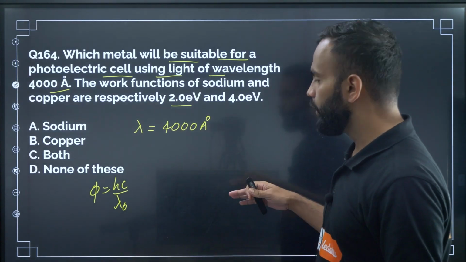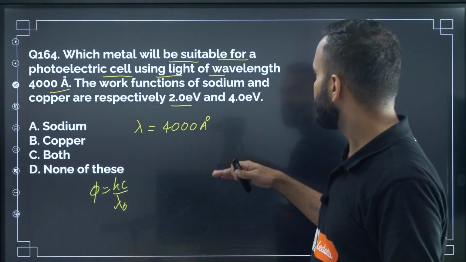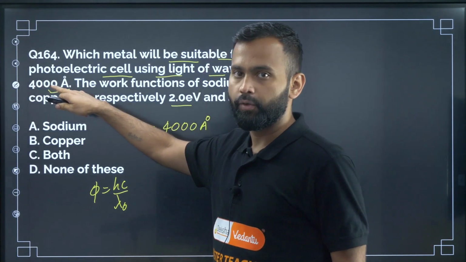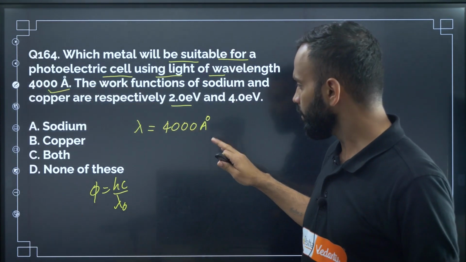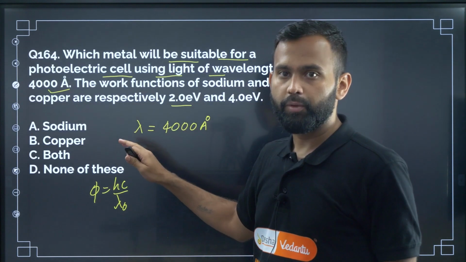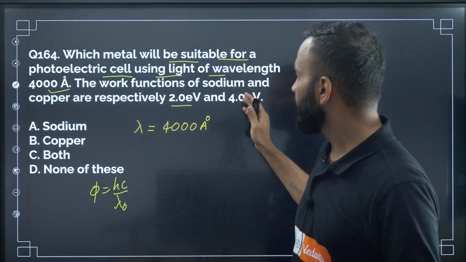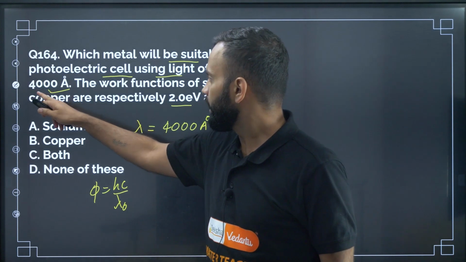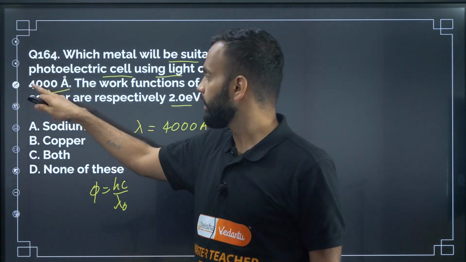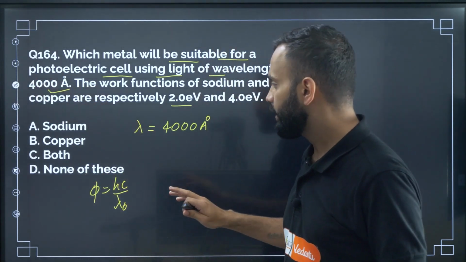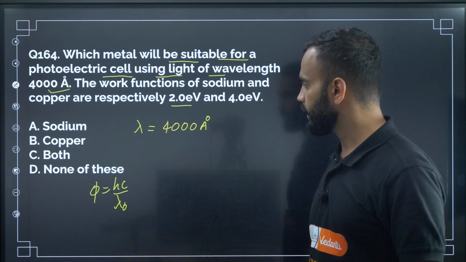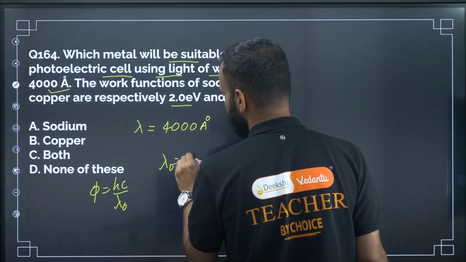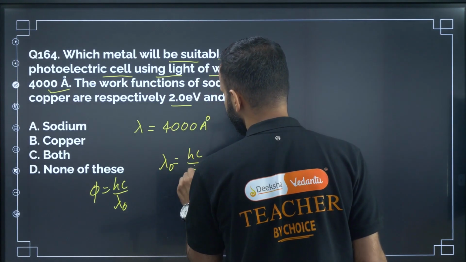If the value of threshold wavelength is lesser than the wavelength of the incident light, then that metal is suitable for photoelectric effect. If lambda naught is greater than incident light wavelength, then that metal is not suitable for photoelectric effect. So lambda naught is equal to hc divided by phi.